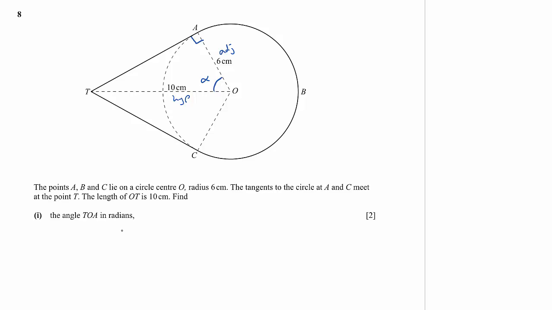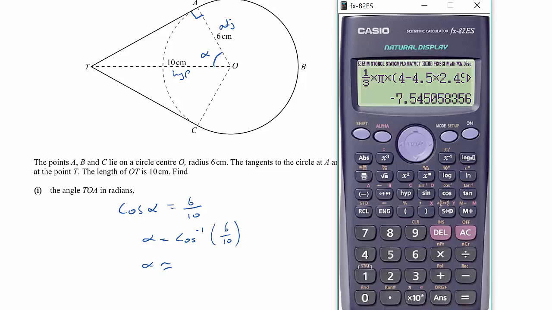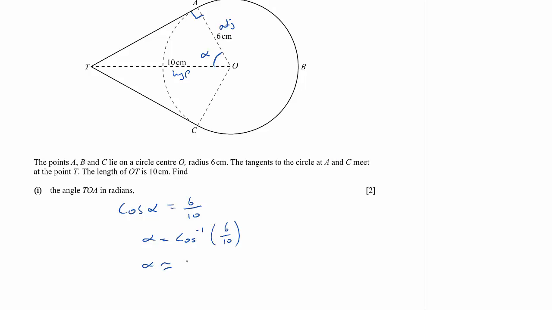So therefore, the cosine of alpha would be equal to 6 over 10. So alpha is the inverse cosine of 6 over 10. And that means alpha is going to be approximately, well, first of all, we're in radians, so let's make sure we're in radians. And then we'll do the inverse cosine of 6 over 10, 0.6. And it's 0.927 radians.